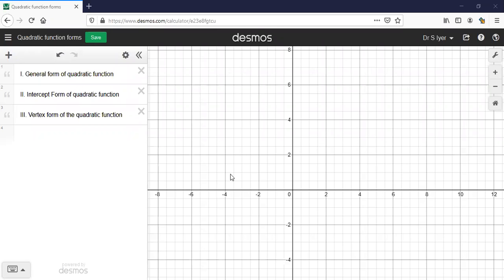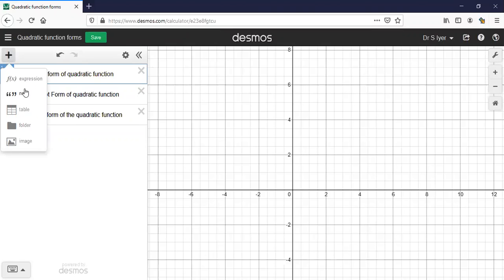Hey there, we're going to talk about the three forms of the quadratic function, and we're going to see this interactively through Desmos. So here I have the three different forms of a quadratic function: the general form, the intercept form, and the vertex form. Let's go and understand this interactively.